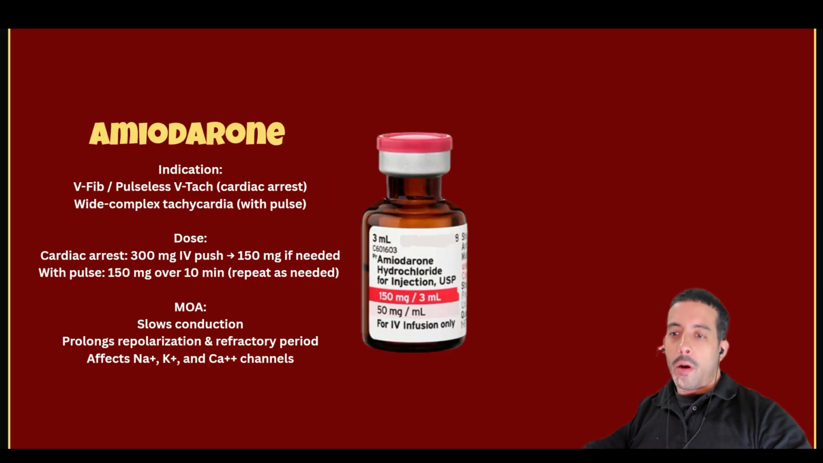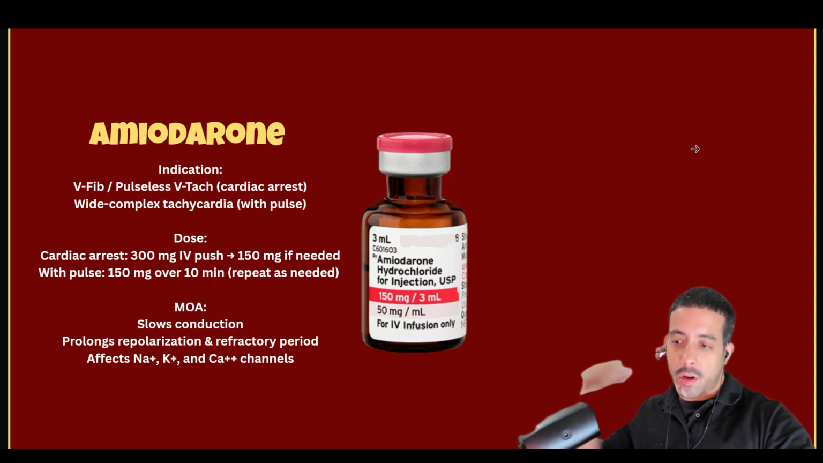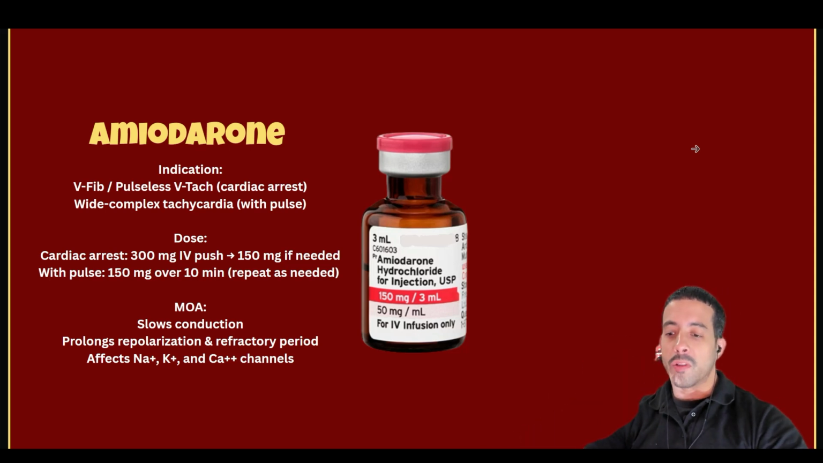So when we talk about amiodarone, this is another medication that can be given in cardiac arrest, VFib, and pulseless VTAC to be exact. Then it all depends on what's going on. So if the person does not have a pulse, then the initial dose is 300 milligrams. But if they do have a pulse, then it's 150 milligrams over 10 minutes.